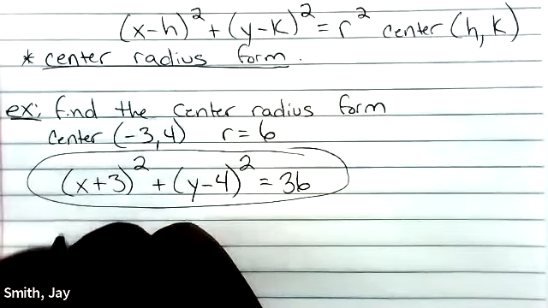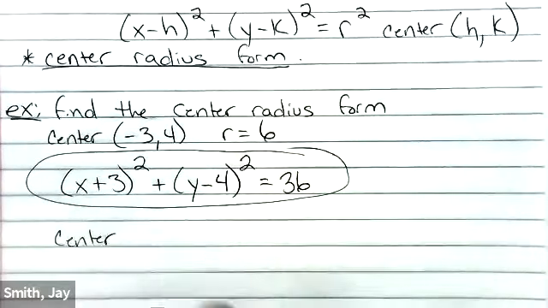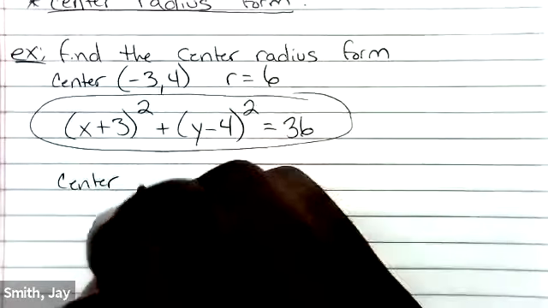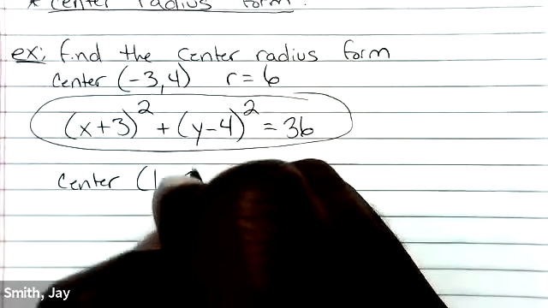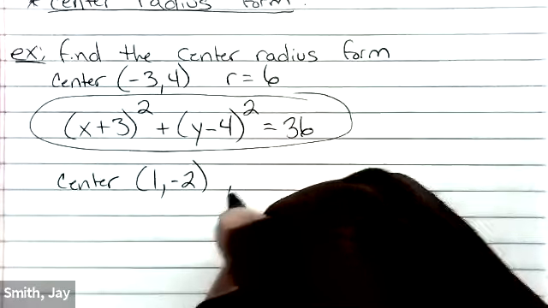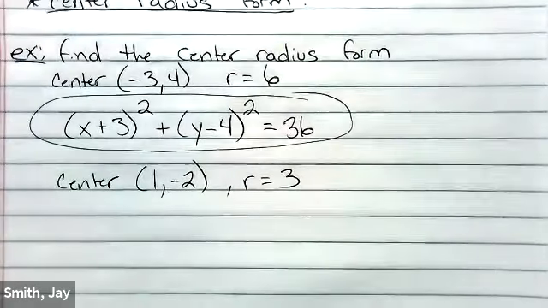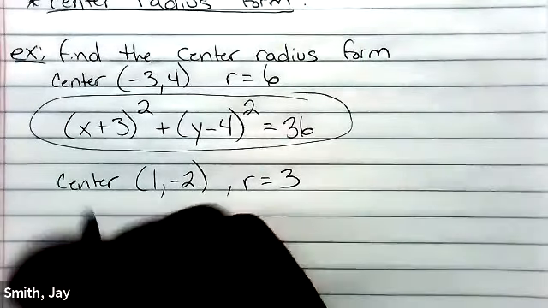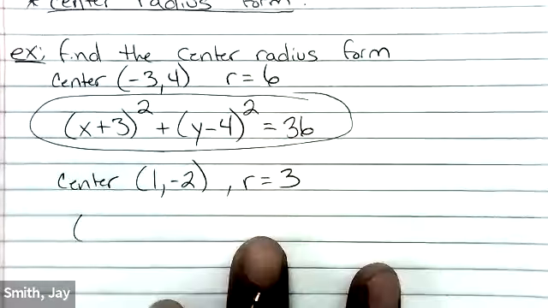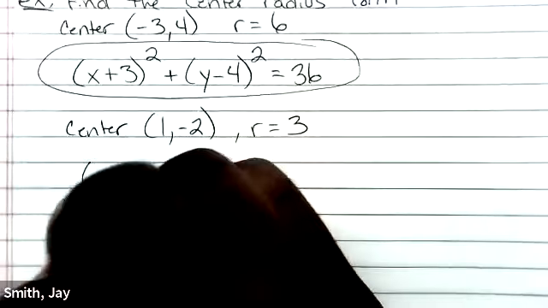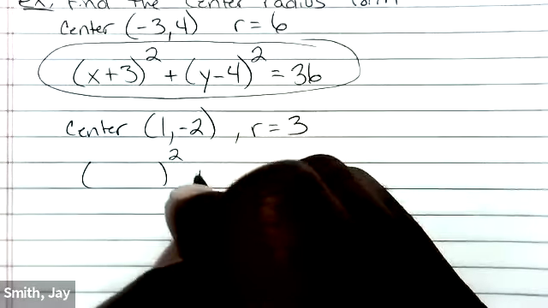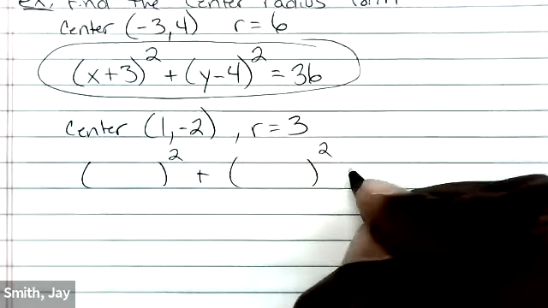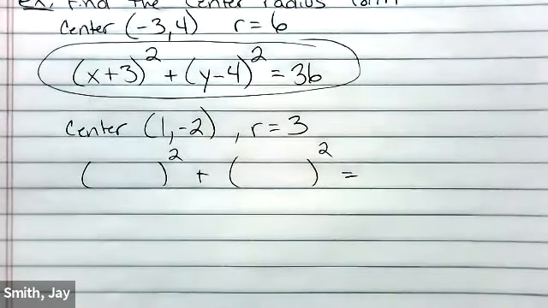We have the center at the ordered pair (1, -2). And the radius is 3 this time. So no matter what circle we're dealing with, we're going to have some x component squared plus some y component squared is equal to the radius squared.